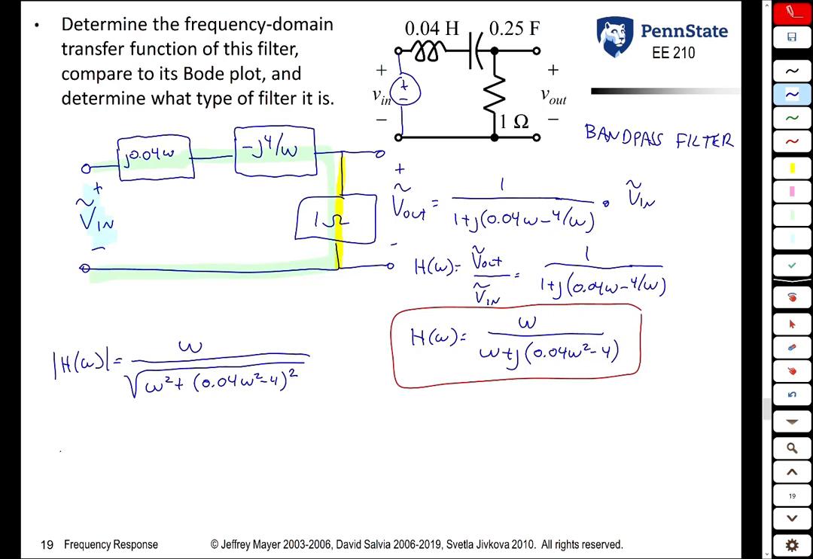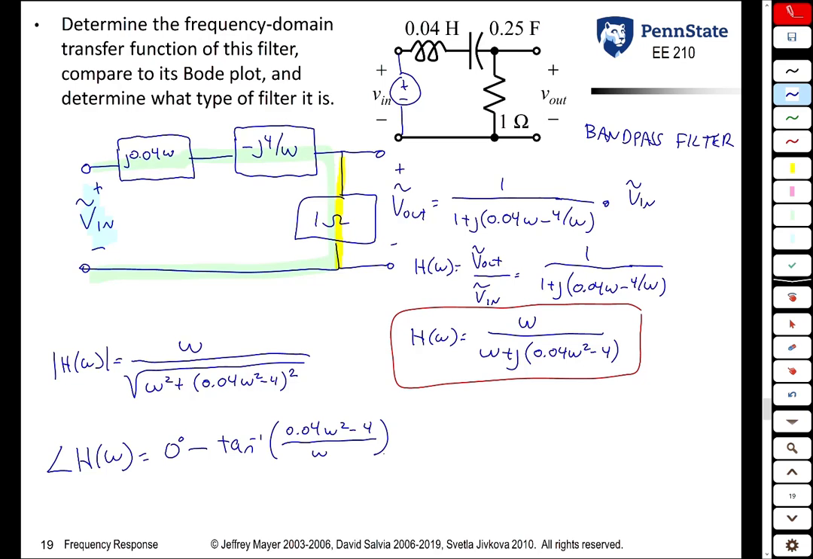What is the phase or angle of this function? It's the angle of the numerator minus the angle of the denominator. What's the angle of the numerator? The numerator is just a real number, omega. The angle of a real number is always 0 degrees. From that we subtract the angle of the denominator. The angle of the denominator is the inverse tangent of the imaginary over the real.